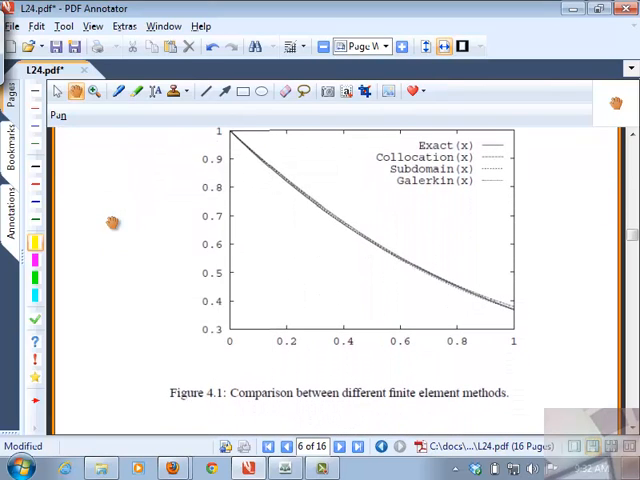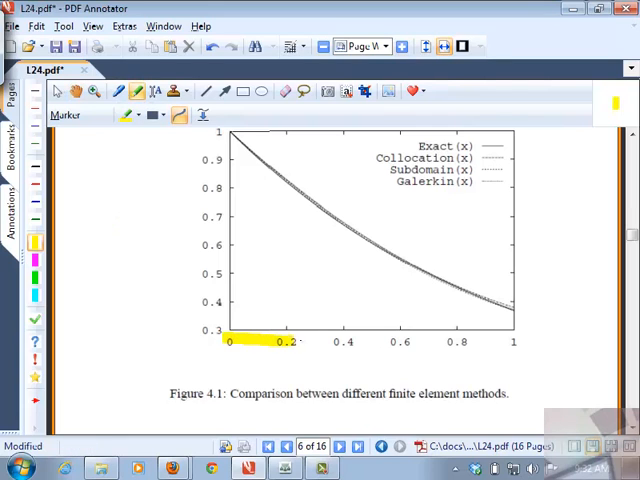Okay, so this is the domain 0 to 1. What I'm plotting is the solution. The solution goes down as we saw, and here you have the exact solution and the solution with the collocation, subdomain, and Galerkin method. They've all done well, even though they have different coefficients. The condition that we imposed is different.